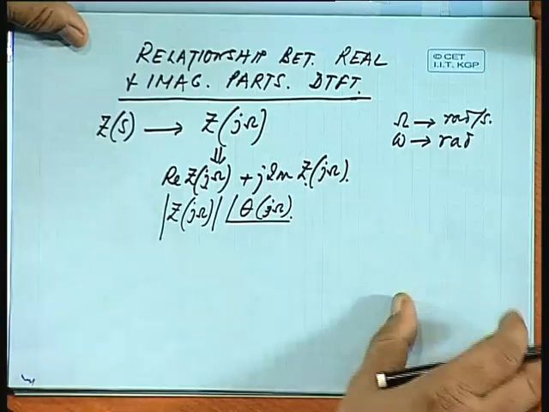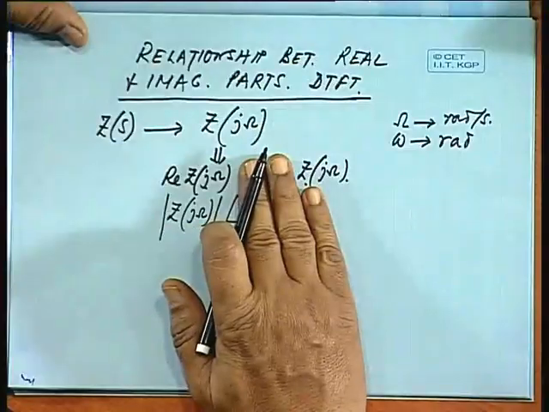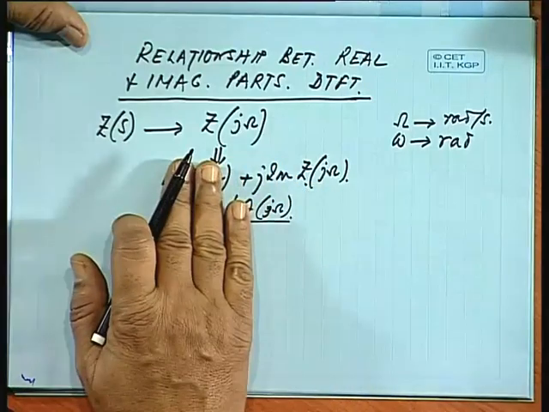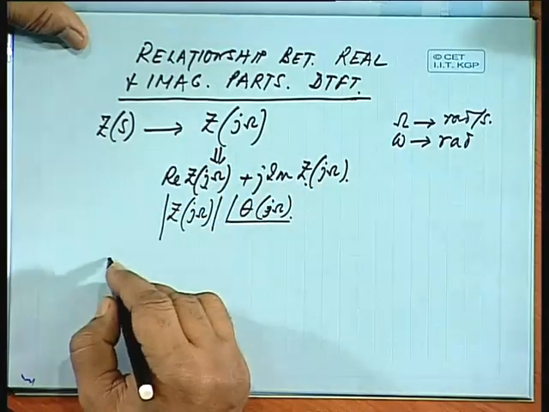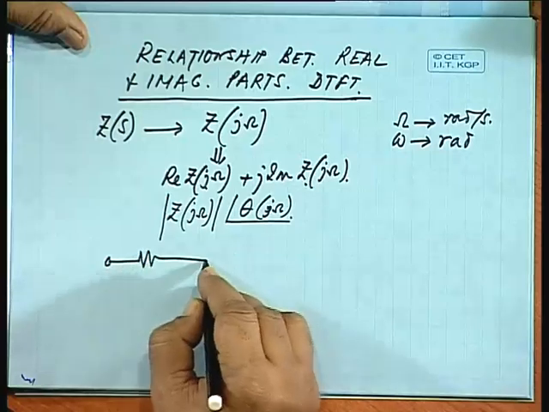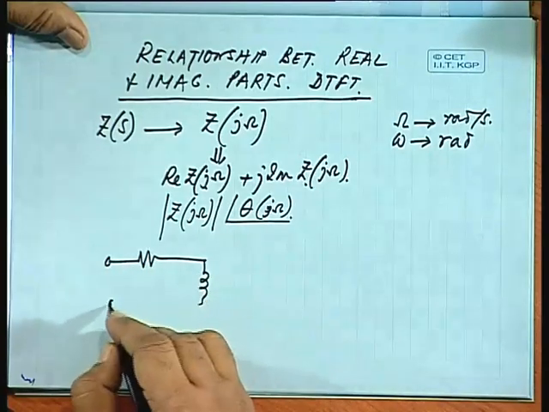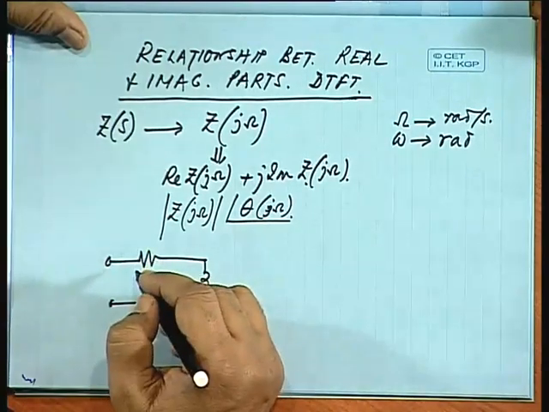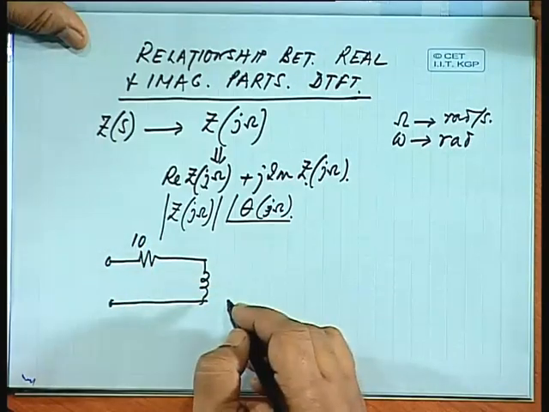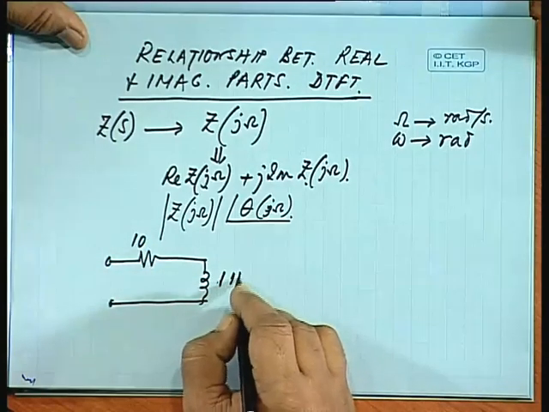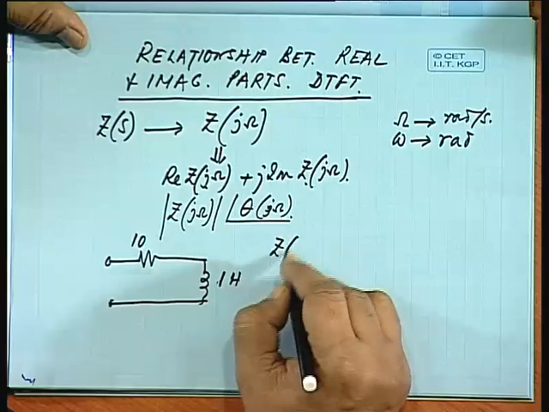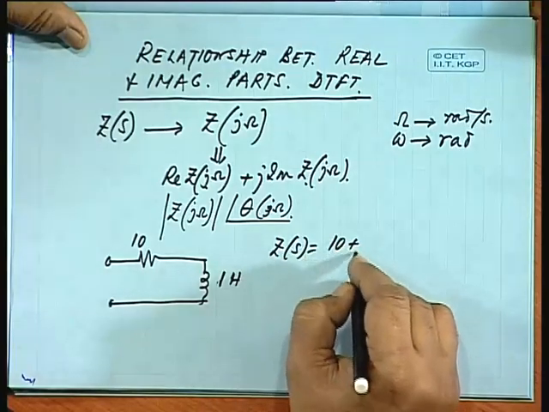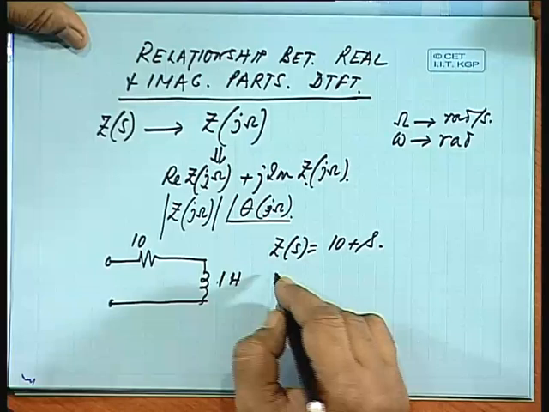All right. Now, is it possible to obtain the network function if you are given only part of it, either the real part or the imaginary part? For example, I have a resistance and an inductance, okay, say a resistance of 10 ohms and an inductance of 1 Henry. What will be Z(s)? It will be 10 plus s. What will be its real part?